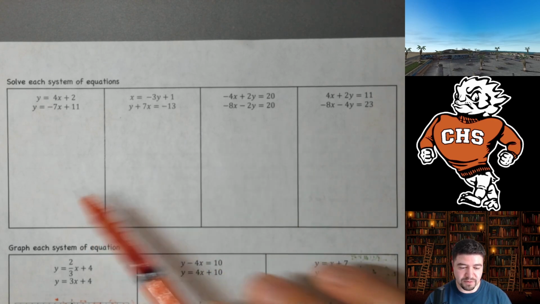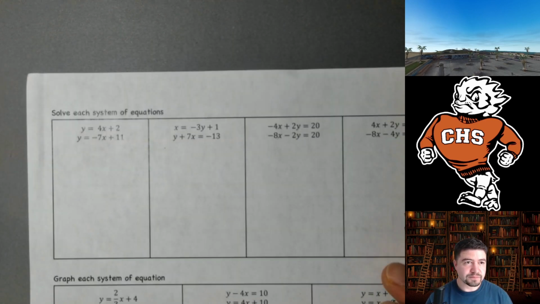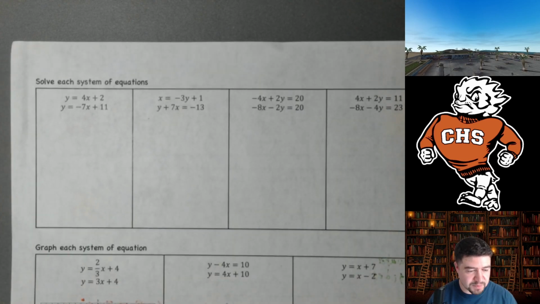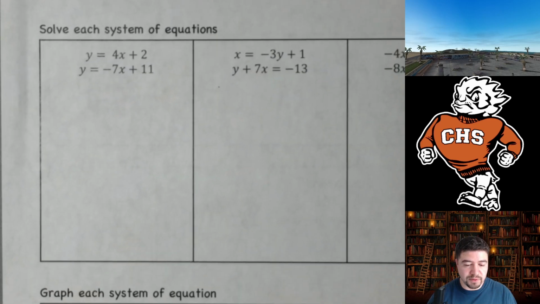Two of these, I think the first one and the third one, involve fractions as our answers. But that's okay. That's totally fine. I'm going to show you what we're going to do with that. So let's start with this one. Let me zoom in a little bit more, just so you can see the work that I do.